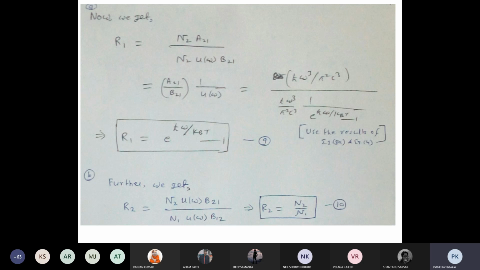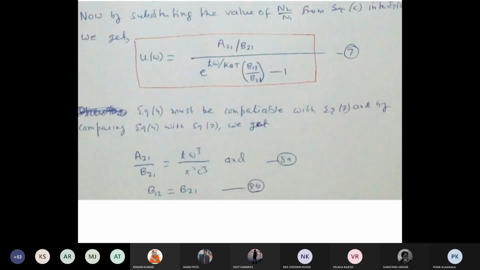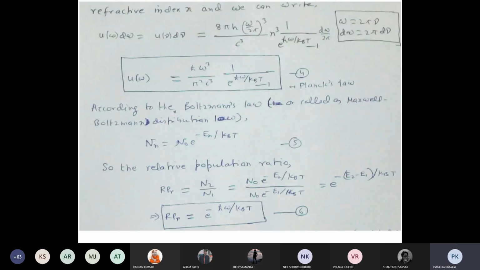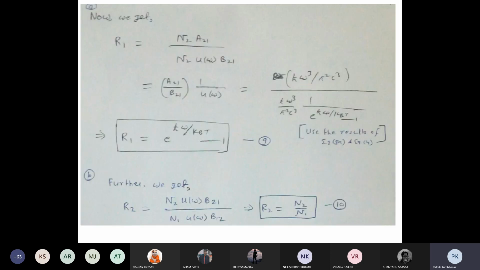Substitute the value of A21 by B21, that is h cross omega cubed by pi square c cubed, and U omega is h cross omega cubed by pi square c cubed times 1 by e to the power h cross omega by KT minus 1. We have just derived this here. So if you substitute these and do the calculations, ultimately R1 becomes e to the power h cross omega by KT minus 1.